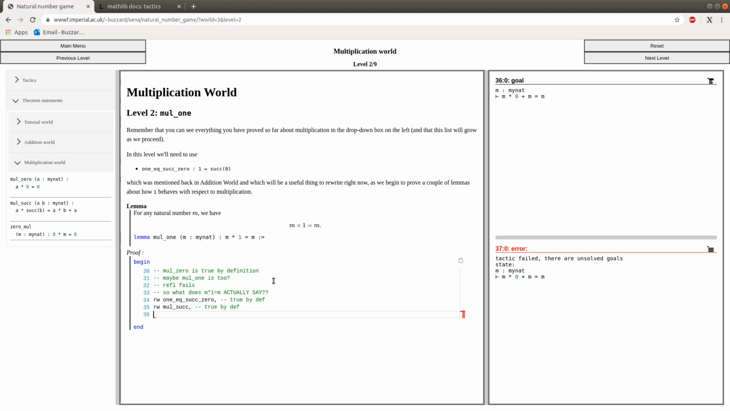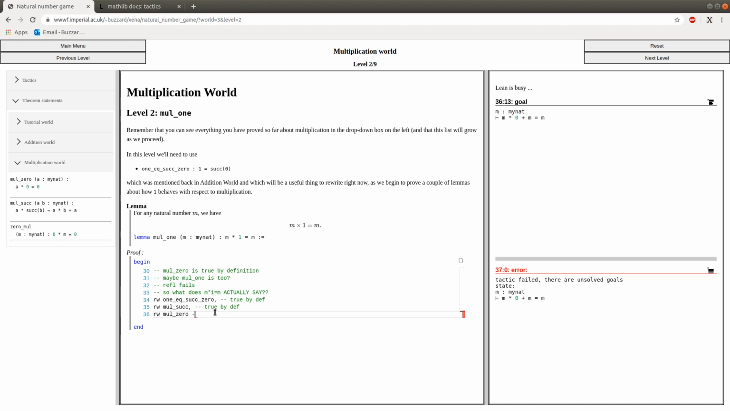There. And so now you can see that the goal is m times 0 plus m is m. And my cat's hassling me. I haven't fed my cat. Well, you're going to have to wait, I'm afraid.